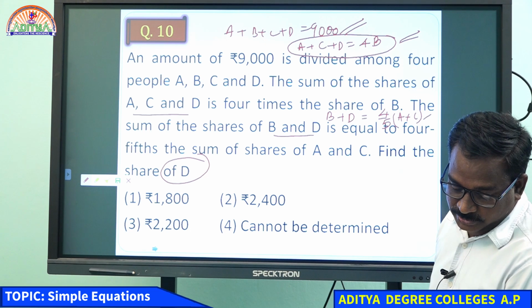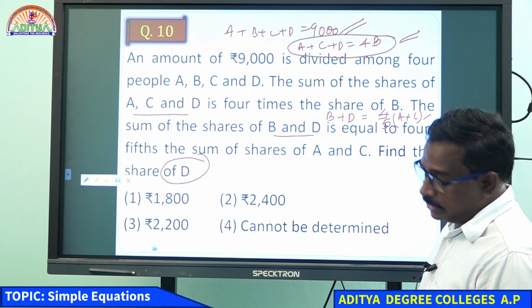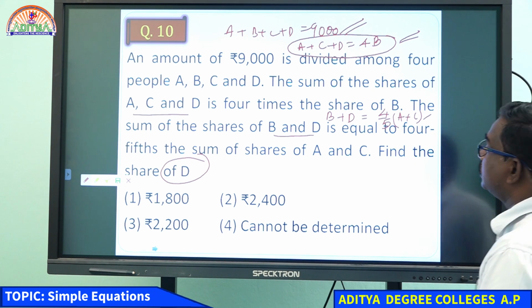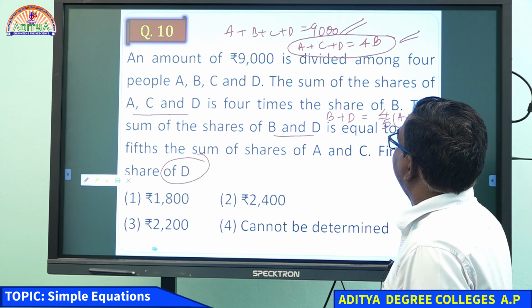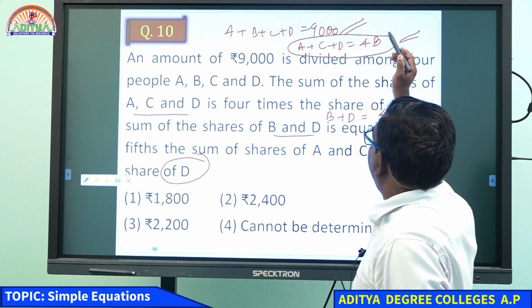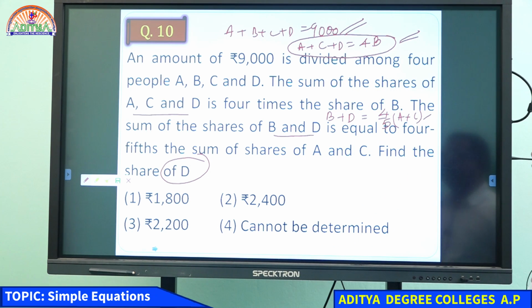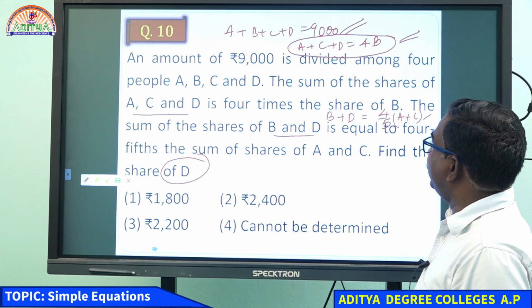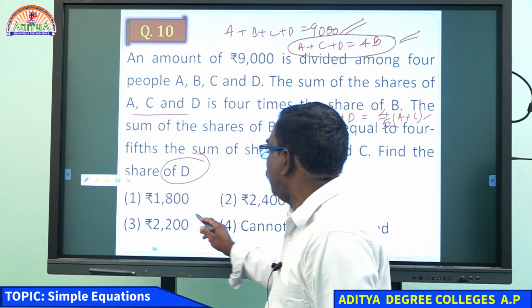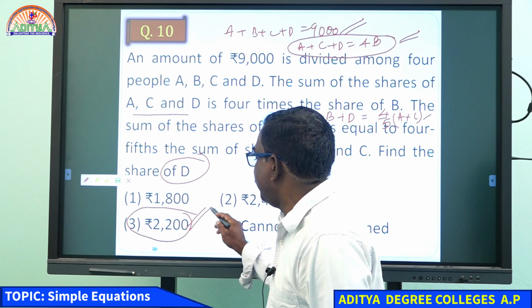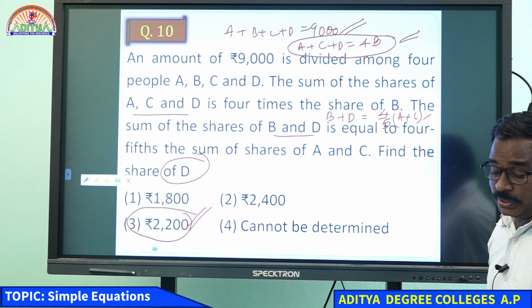Very easy one. We can get it by using equations 1 and 3. Here B and D are given, A plus C is given. Here A plus C plus D equals 4B is given. By solving those 3 equations, we will get the share of D as 2200.